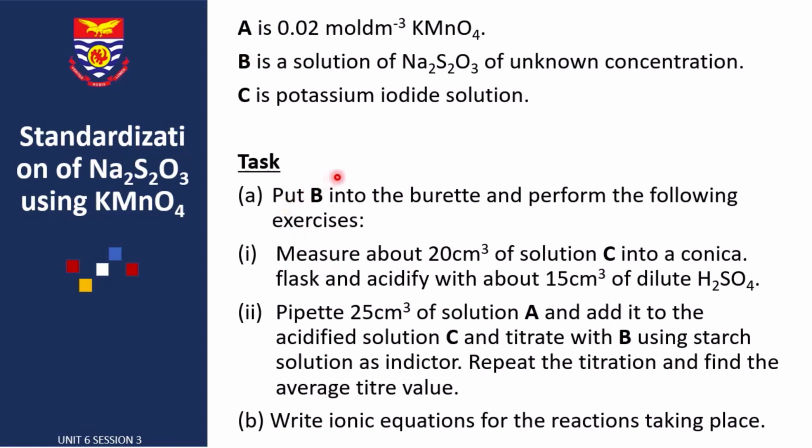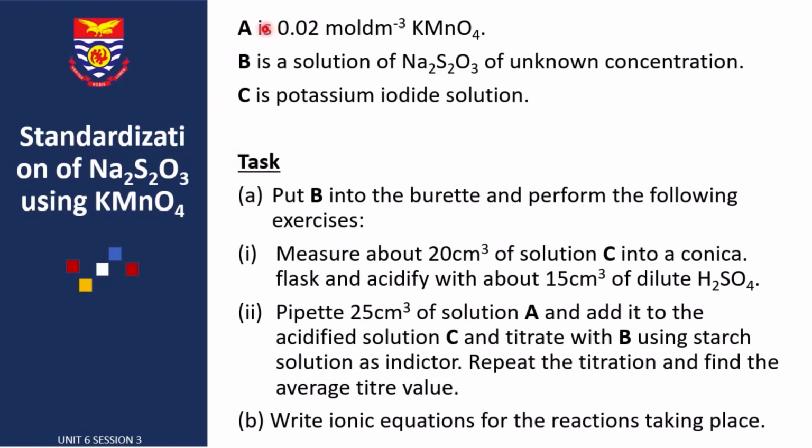We have to put B into the burette and perform the following exercises. Measure about 20 cubic centimeters of solution C into a conical flask and acidify with about 15 cubic centimeters of dilute sulfuric acid. Pipette 25 cubic centimeters of solution A and add it to the acidified solution in C.